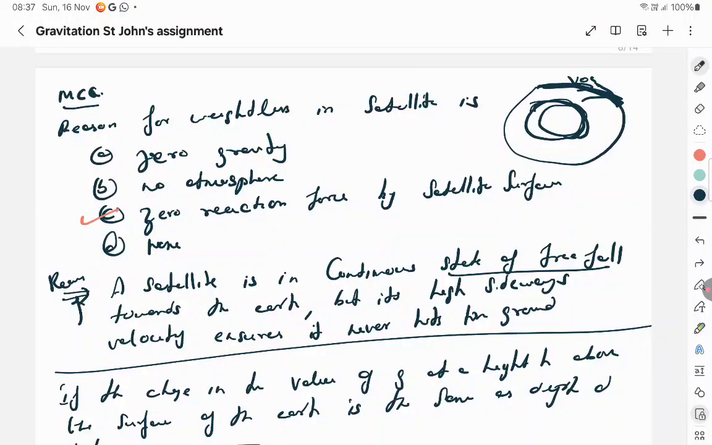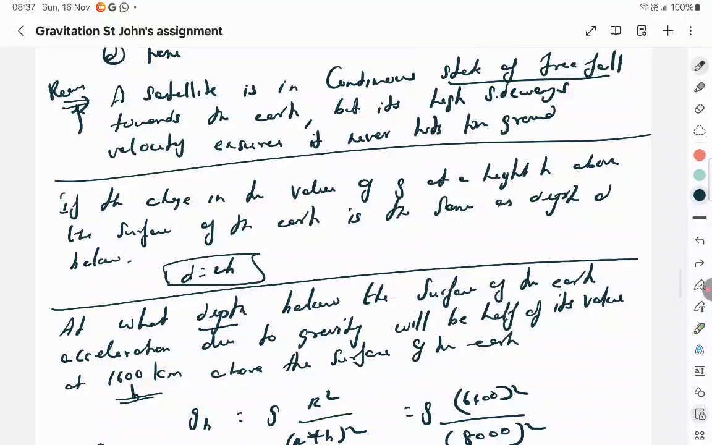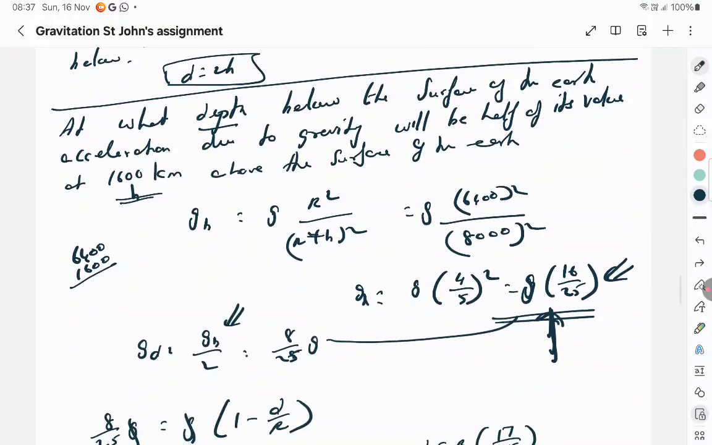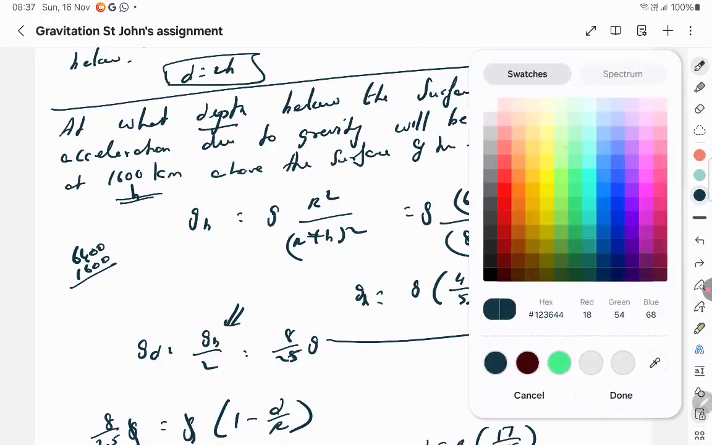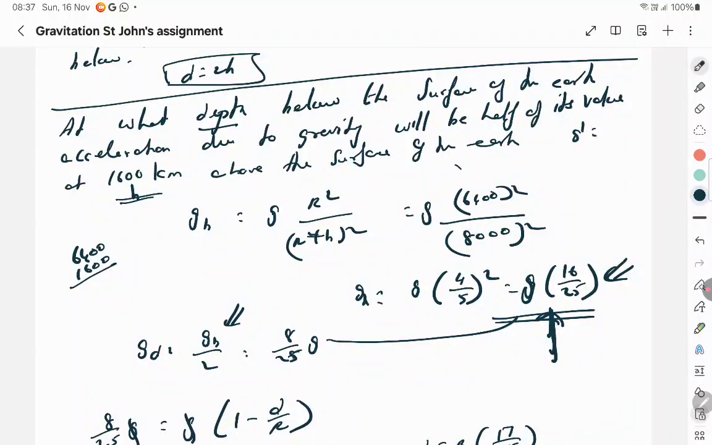So see, if the change in the value of gravity at a height h above the surface of the earth is the same as at depth d, then d is equal to 2h. At what depth below the surface of the earth will the acceleration due to gravity be half the value? So g dash is g by 2. At what depth? So write the depth formula. G dash is g by 2, half the value at 1600. No, you can't write. At what? Half the value at 1600 kilometers from the surface of the earth.